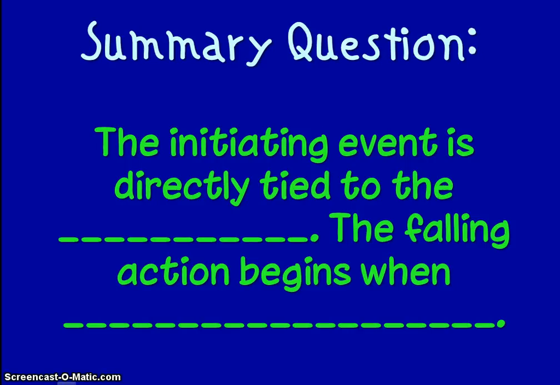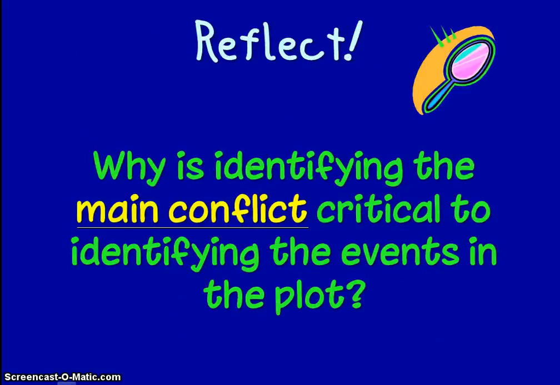Your summary question at the bottom of your notes is: the initiating event is directly tied to the blank. The falling action begins when blank. Try to figure this out. We will talk about this. This will be our warm-up for class tomorrow. Try and figure it out on your own. But your reflection question is: why is identifying the main conflict so critical to identifying the plot, or the events in the plot? So those two questions will start us off with class tomorrow.